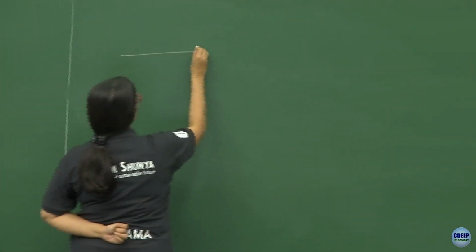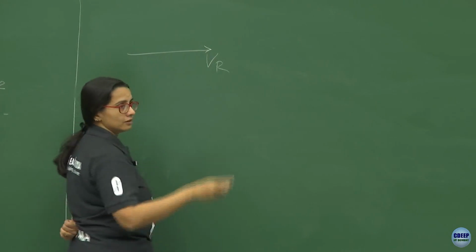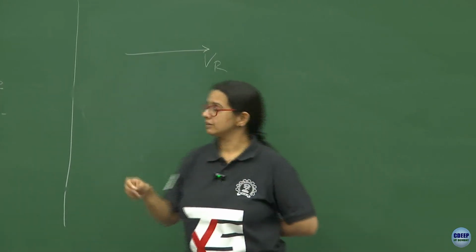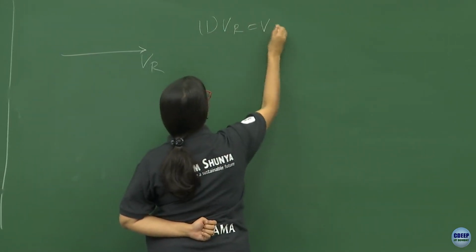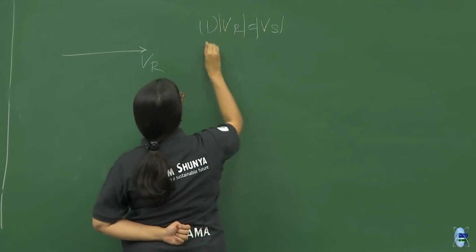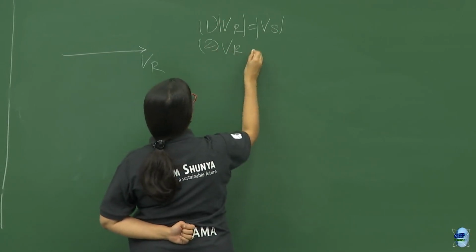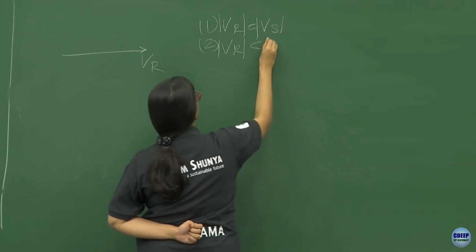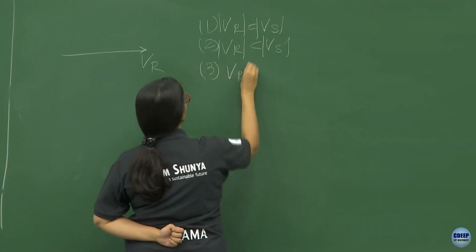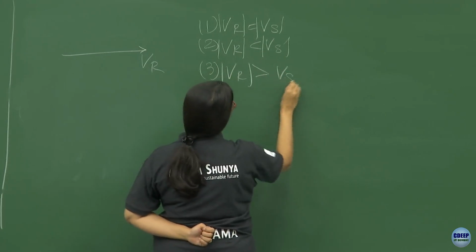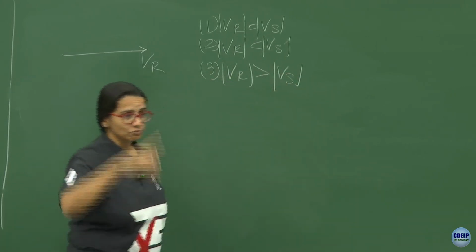So I start with VR. Tell me, three options. Option one: VR equal to Vs in magnitude. Option two: VR less than Vs. And third, VR greater than Vs. How many for option 1?